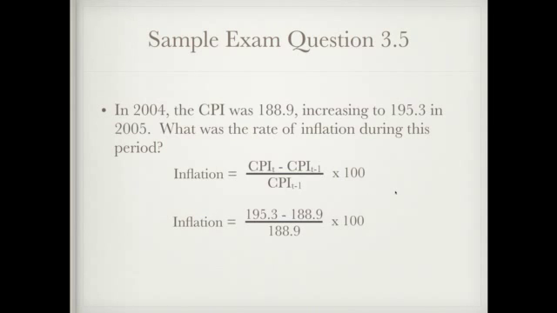So all we're doing is calculating the percent change in the consumer price index. So if we work that out, we end up with 6.4 over 188.9, and if we divide that through, we end up with an inflation rate of 3.4. So remember, that's how you calculate the inflation rate using the consumer price index. You calculate the percent change in the consumer price index, and that gives us the inflation rate.